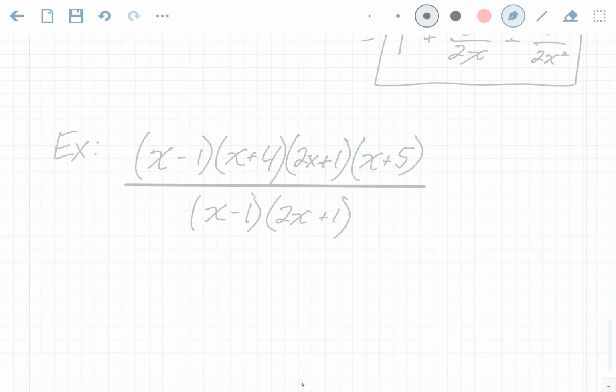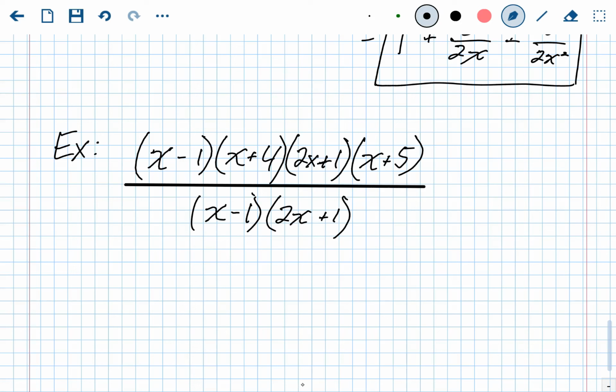Well, common factor division just says if there's anything that matches identically on top and bottom, we can cancel those out. So you just look at, are there any common factors on top and bottom? Well, on top, I have an x minus 1, and on the bottom, there's an x minus 1. So we cross those out.